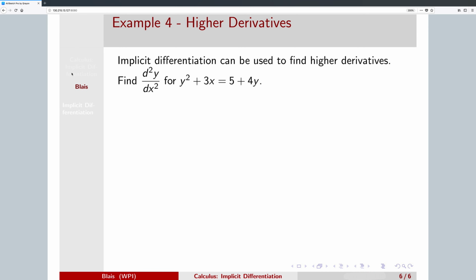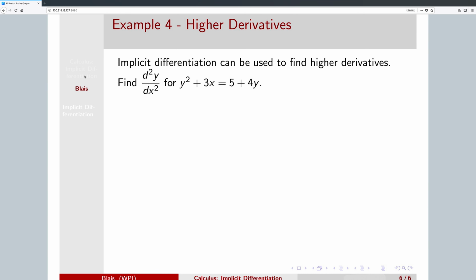Another application of this is that we can use it to compute higher derivatives. So for instance, let's find the second derivative of y with respect to x. In order to do that, we start out finding the first derivative. So we have the derivative of each side with respect to x. And so we go through here.